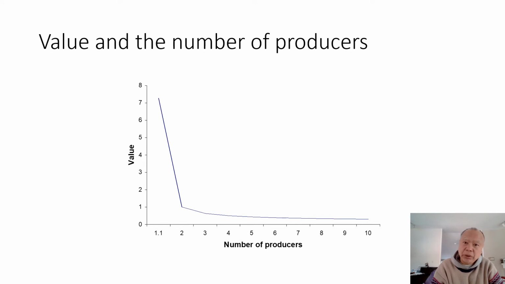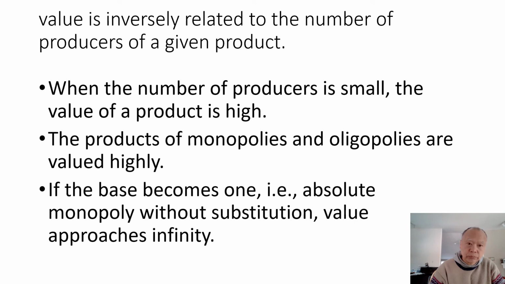Value and the number of producers. With the increase of the number of producers, the value of a commodity declines. When the number of producers is small, the value of a product is high. The products of monopolies and oligopolies are valued highly. If the base becomes 1, that is, absolute monopoly without substitution, value approaches infinity.